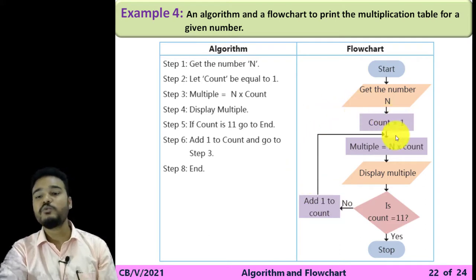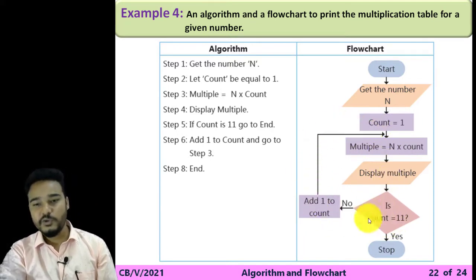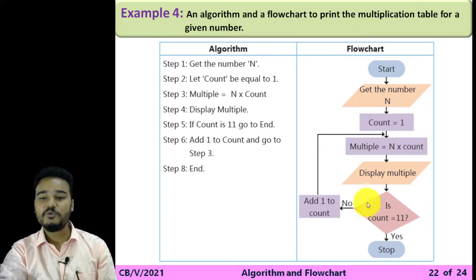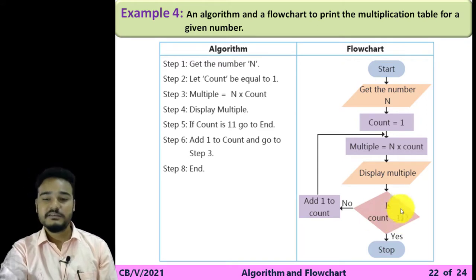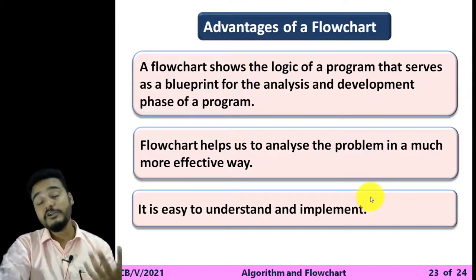So here count will become 2. So here 3 into 2, 6. Then 9, then 12, 15. So it will go up to 33. When it becomes 11, 11 into 3, 33. Yes, count is 11. Stop. That means until the count becomes 11, this flowchart will continue running. Got it? Nice.